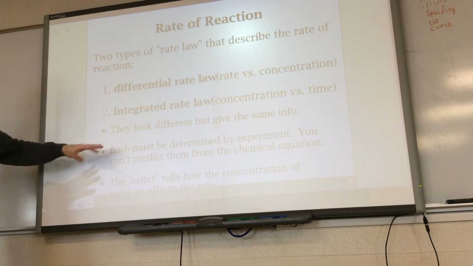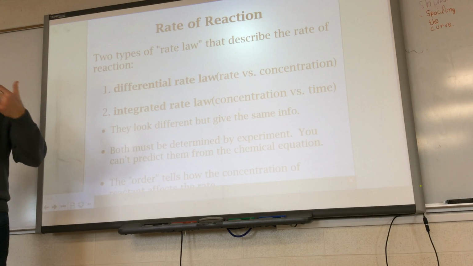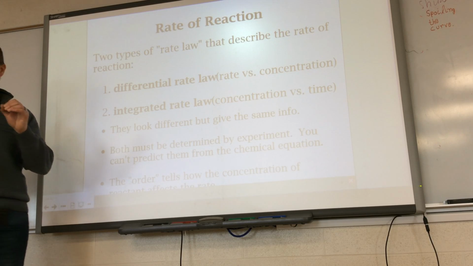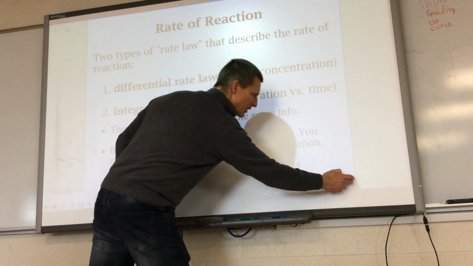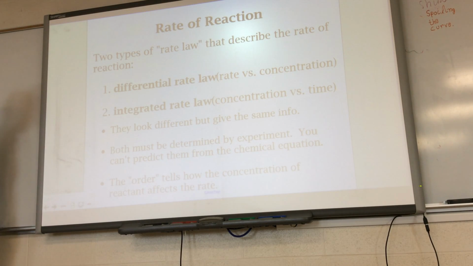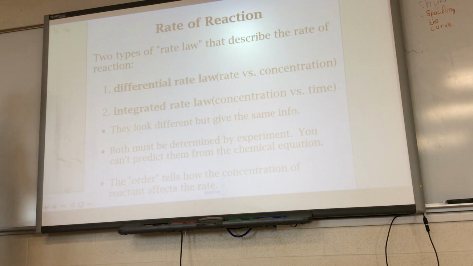These last two bullet points are real important. You need to know that you don't find the rate law just by looking at the chemical equation. We have to actually run the experiment and measure something to be able to find what the rate law is. We're going to spend a couple of days finding the order of the reactants. I need to get into that a little bit.